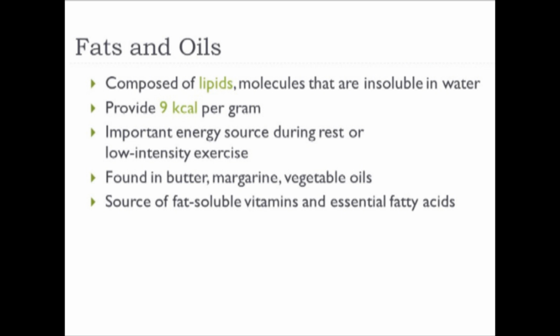Here are a few things to remember about fats and oils. First of all, they're composed of lipids. These are molecules that are essentially insoluble in water. They contain 9 calories for every gram. In contrast, obviously, the protein at 4 calories per gram and the carbs at 4 calories per gram. They're found in butter, they're found in margarine and vegetable oils. And essentially, there's a source of fat-soluble vitamins and essential fatty acids. And these essential fatty acids means that they are essential to life, to the maintenance and the growth of the neurological system.